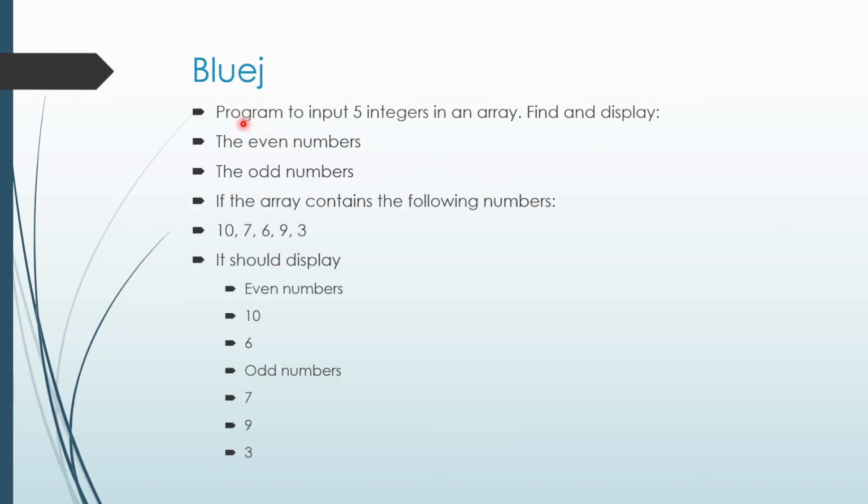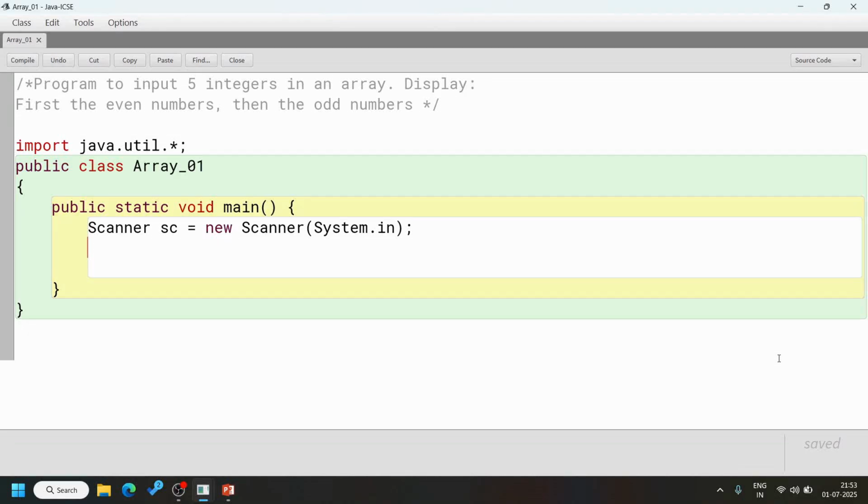Now we'll create a program in BlueJ to input 5 integers into an array, find and display the even numbers and the odd numbers. If the array contains the following numbers, say 10, 7, 6, 9, and 3, it should display even numbers first and odd numbers later. So that means it displays 10 and 6, which are the even numbers, and then the odd numbers, that's 7, 9, and 3. The next program is to input 5 integers in an array and display first the even numbers, then the odd numbers.